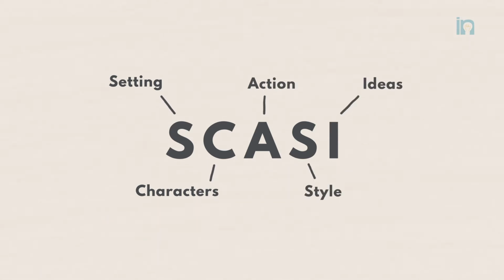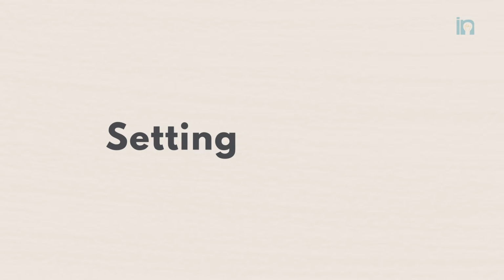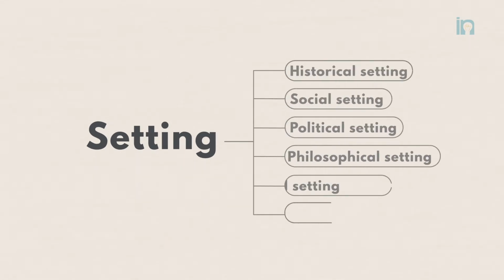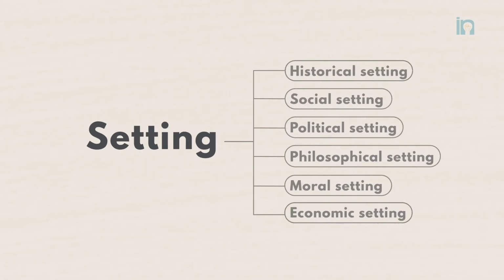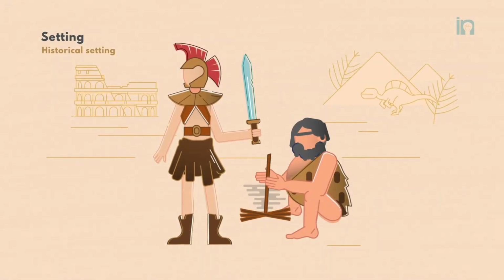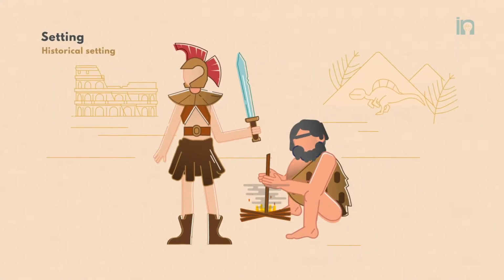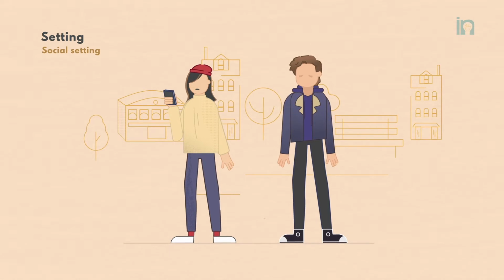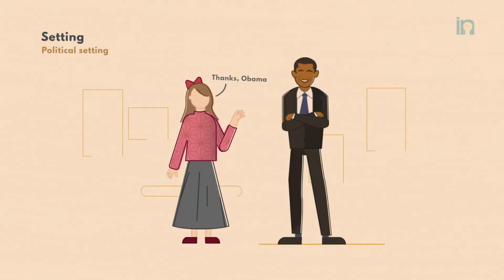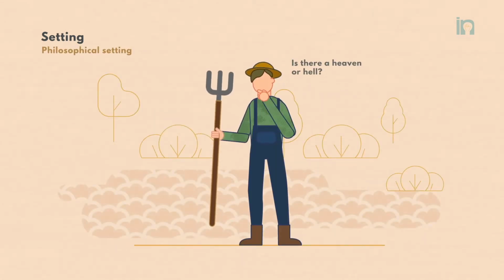Let's talk about each aspect in depth. Did you know that when someone talks about setting, there are actually 6 different settings they could be referring to? First, there's historical setting, which is linked to when the event happened. There's social setting, which is related to how people lived and interacted. Political setting focuses on how society was organized. Philosophical setting is based on the ideas people had at the time.